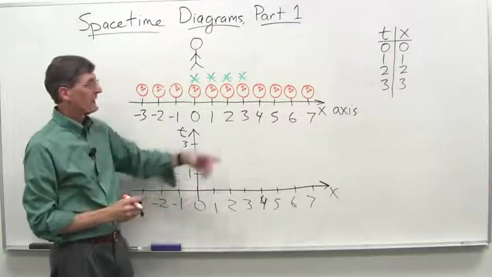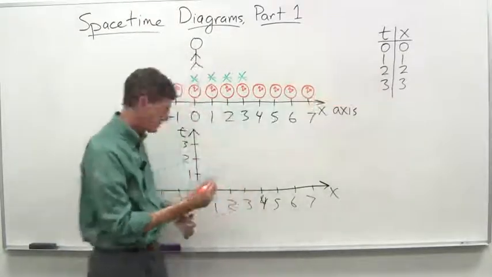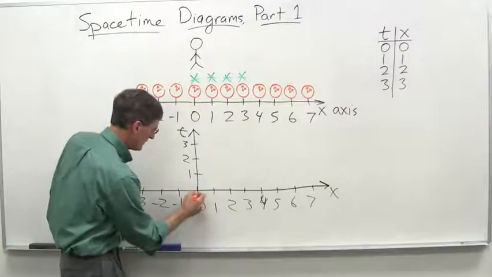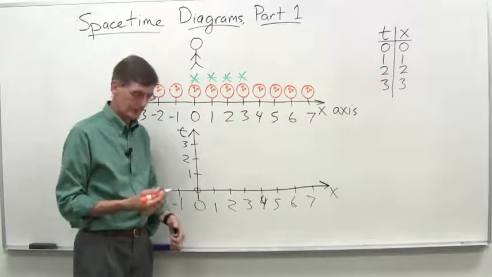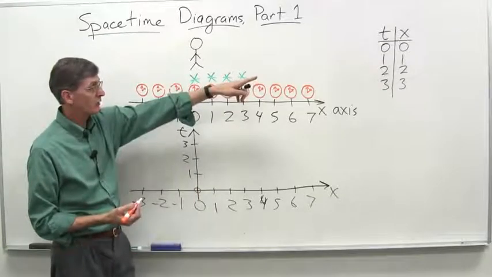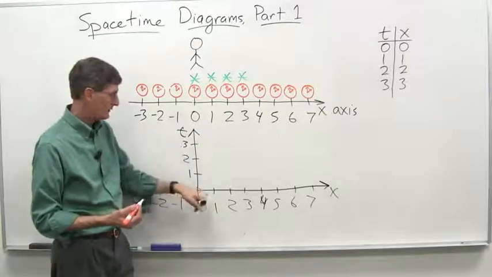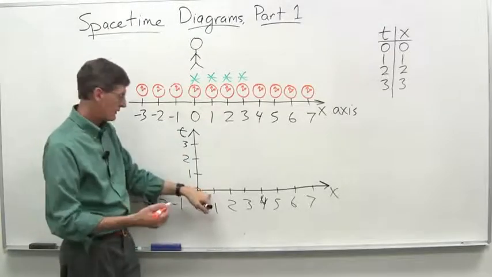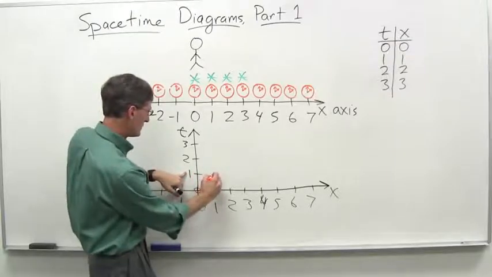So at time t equals 0 and location x equals 0, we have a flash. So that would be right here. We'll do a little circle there. I don't want to get too much black ink on my nice orange marker here. And then at time t equals 1, I have a flash or an event at x equals 1. So at t equals 1 here, x equals 1.